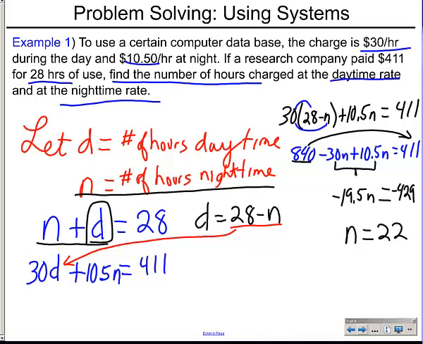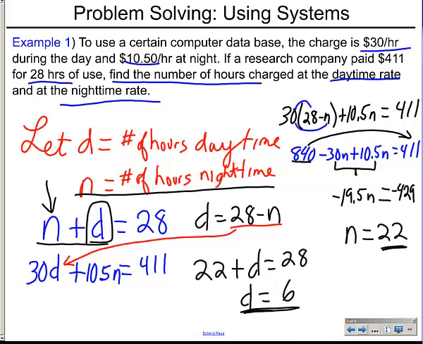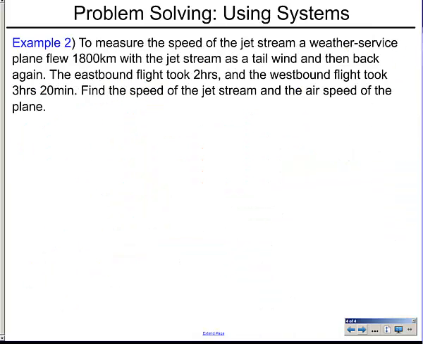So how many hours did we have in the daytime? Well, let's take our 22 and substitute it back into this equation: 22 plus D equals 28. And then we can see that D is equal to 6 hours. So we got 6 hours of use in the daytime and 22 hours of use at nighttime. Now, to be absolutely certain that this works, we should take both the 22 and the 6 and substitute both of them in the second equation and make sure it also gives me 411.